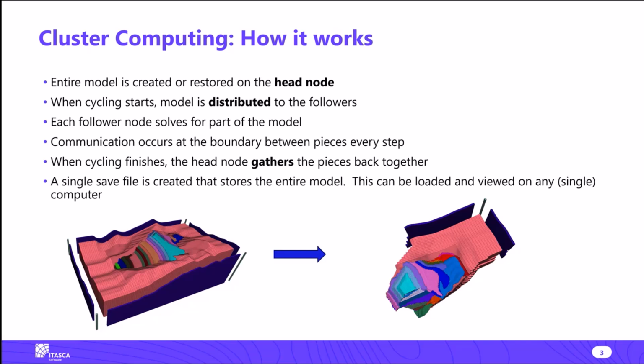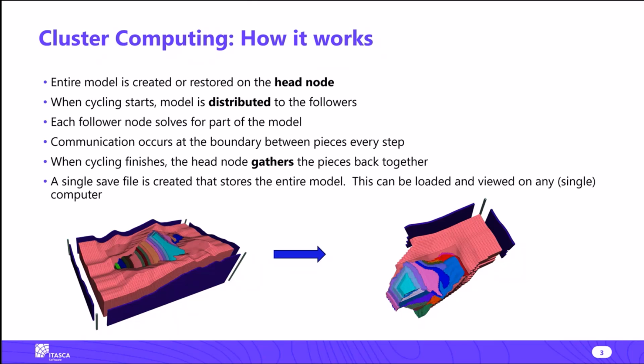How it works. Essentially the entire model is created or restored on a single head node. When cycling starts, the model is automatically distributed to the followers. Each follower solves for part of the model. So we can see down here below, we have a model. It's a dynamic model. We can see the boundary conditions for that. This is the entirety of the model. And to the right here, we see a part of the model, which one node, a follower node, is running.